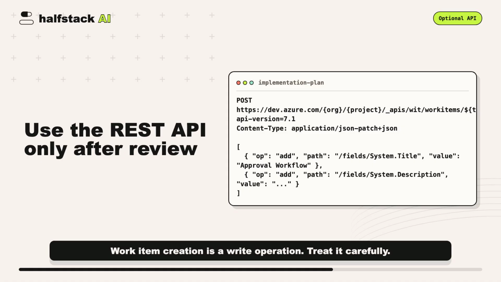In production, use a service identity with the least permissions needed, store credentials securely, log every created item, and support a dry run mode. I strongly recommend starting with dry run output. Show exactly what would be created before you call the API.